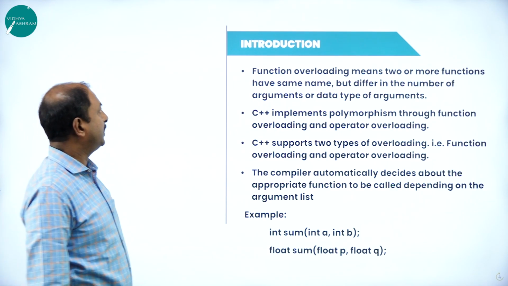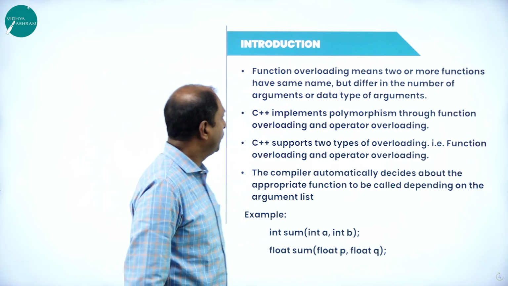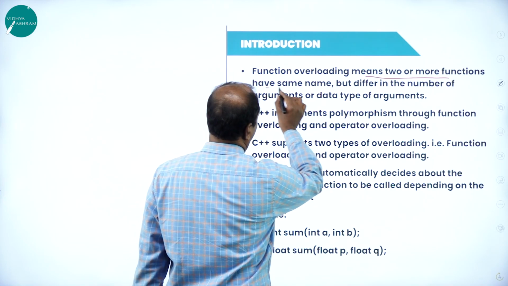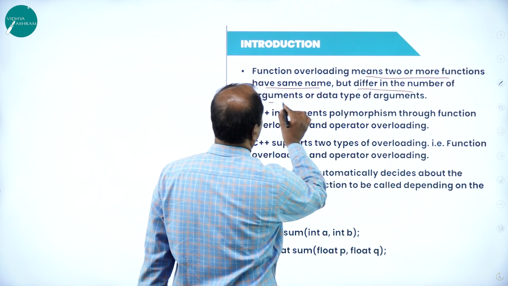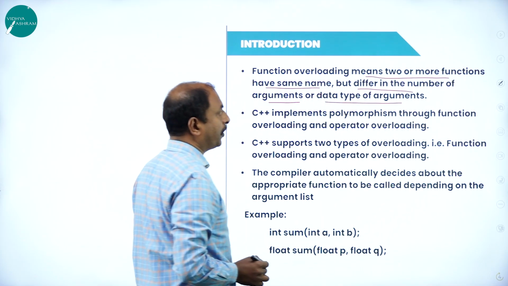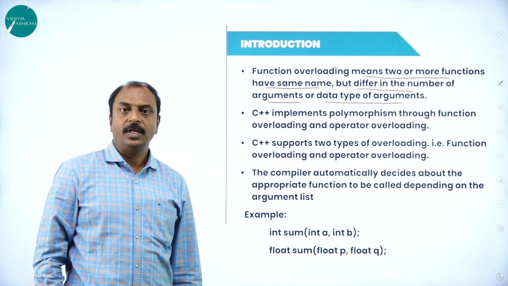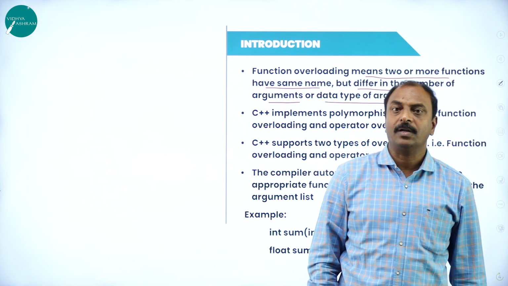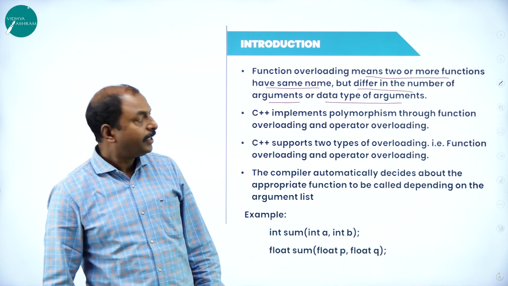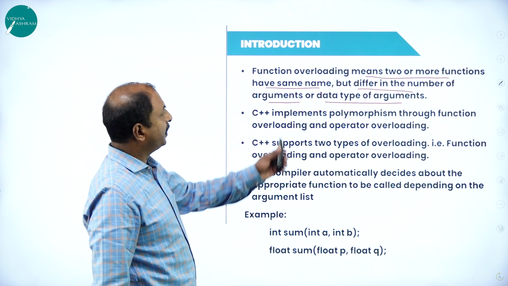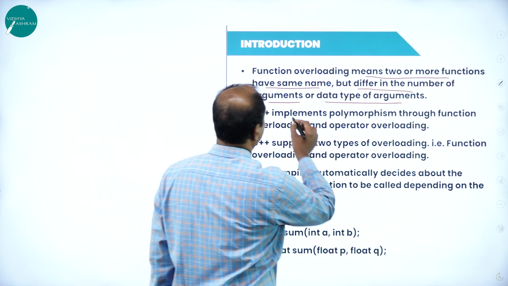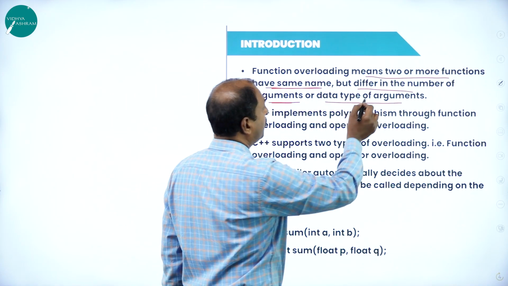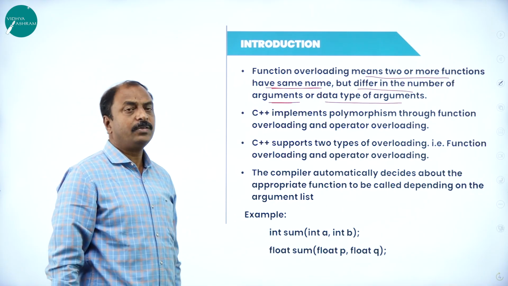Now, let us start with the introduction to function overloading. So, here function overloading means two or more functions have the same name but differ in the number of arguments or data type of arguments. So, this is the definition of function overloading. Now, we know what is a function. We know how to declare a function, with parameters or without parameters. So, what is function overloading? Function overloading is two or more functions with the same name but differ in their arguments or parameter list. So, that is the definition of function overloading.